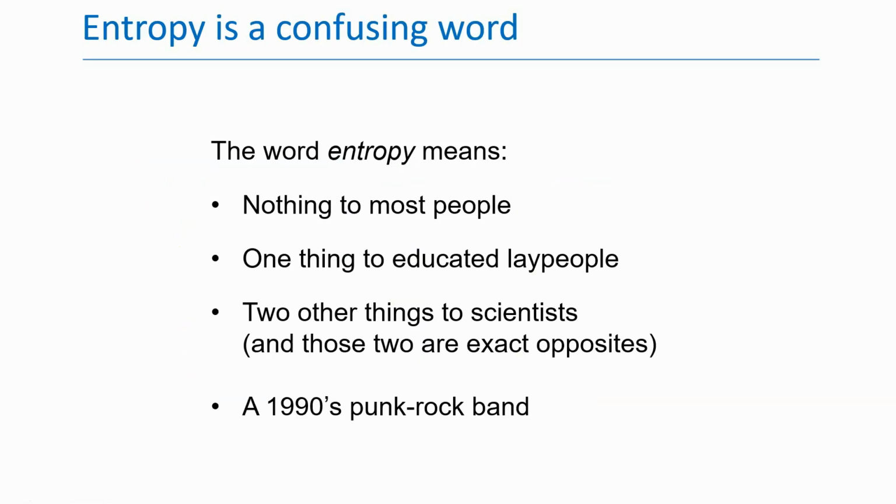In Muller's thesis, the unifying idea is the concept of entropy, and we do need to discuss it. But in symmetry optics, we avoid this word because it is so confusing. The word entropy means nothing to most people. It means one thing to educated lay people. Then it means two other things to scientists, and those two are exact opposites. Last and loudest, Entropy was a 1990s punk rock band.